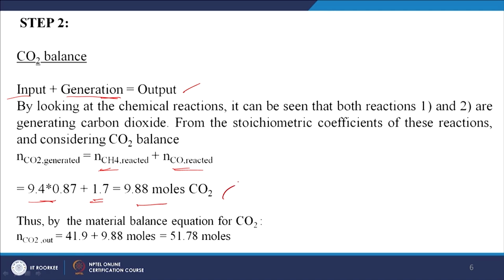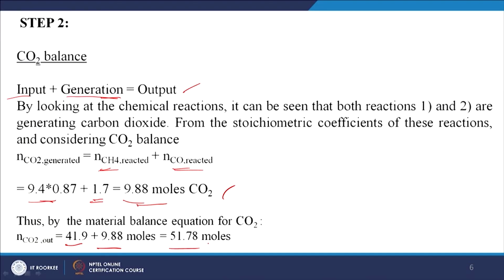Then what will be the output of this? Input plus generation. So, what was the input? Carbon dioxide was available in it as 41.9%. So, 41.9 moles was originally available in the inlet of the gas, and now 9.88 moles is generated during the process. So, this plus this will be 51.78 moles of carbon dioxide available at the output.